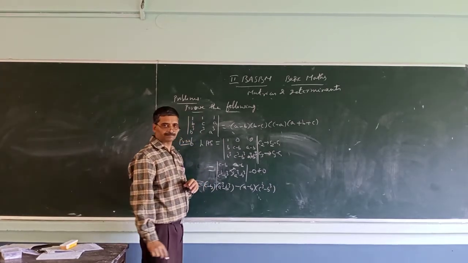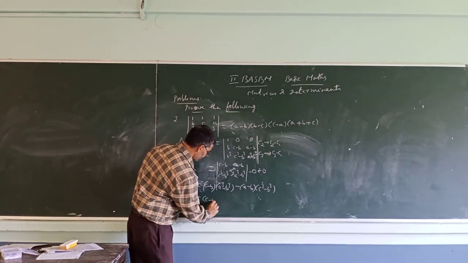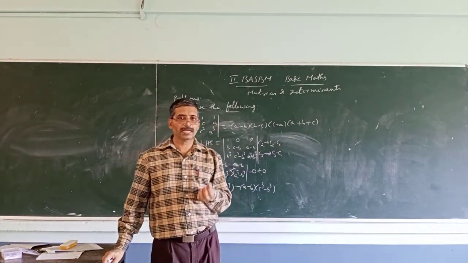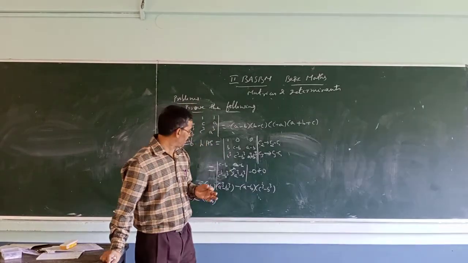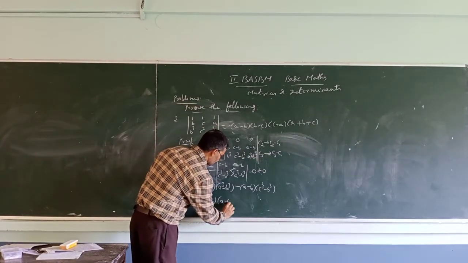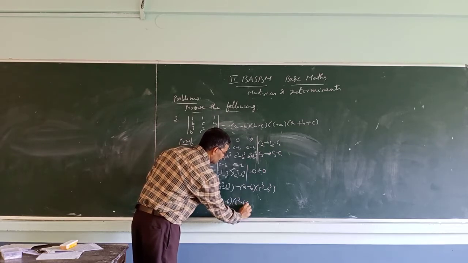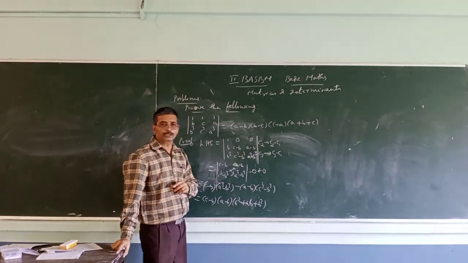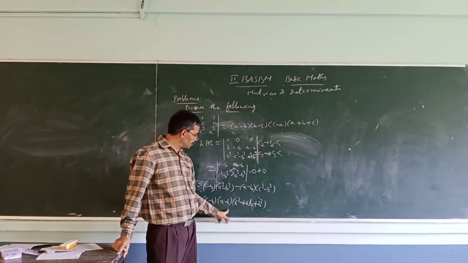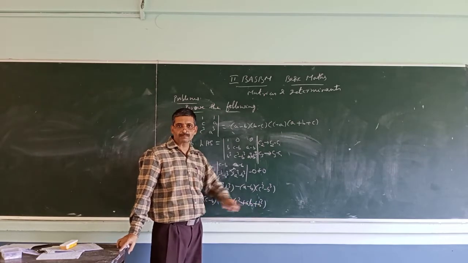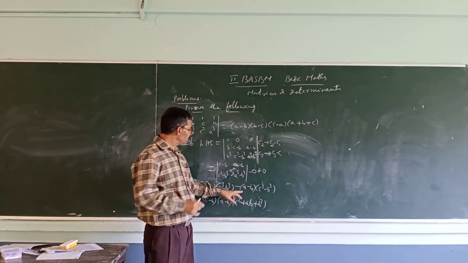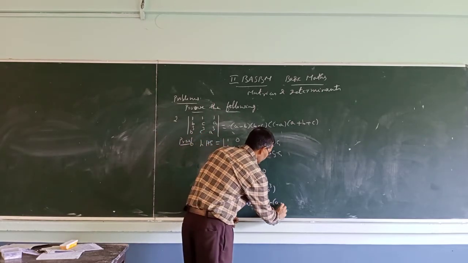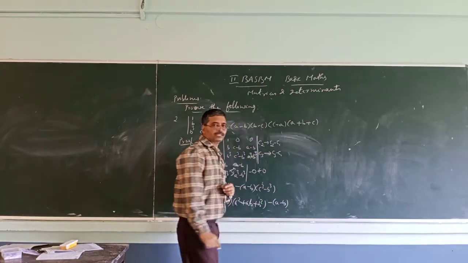Let us expand this. Now there is a formula for a³ minus b³. What is that formula? a³ minus b³ equals (a minus b) into (a² plus ab plus b²). This is a general standard formula. The same way, you will write the other one.